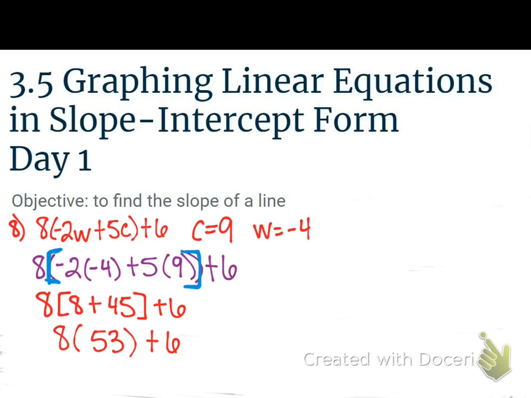53. Okay, now what do these parentheses mean now that there's nothing left but one number inside? We gotta multiply 8 times 53. What do we get? 424, and then our last step is to add 6, and what do we get? 430. Now, being able to plug in numbers and do your order of operations is important for finding slope. That's why we had that as our homework, even though it's a topic we've covered a couple times.